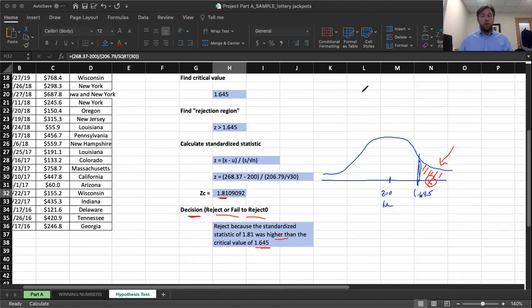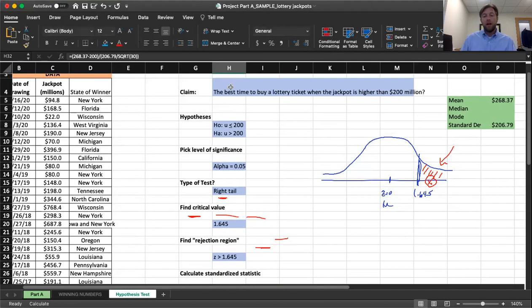What does that mean though when you reject the claim? And the claim being what? Remember the whole point of this exercise? My claim is that the best time to buy a lottery ticket is when the jackpot is higher than 200 million. Does that mean that you should never buy a ticket? No. It just means that we're talking about the best time, the most frequent time, the most of the winners. It just means the data doesn't support the claim. We don't have enough data, or maybe the data doesn't support it at all, that the best time or the most jackpots are higher than 200 million. Okay, so that's the whole thing.